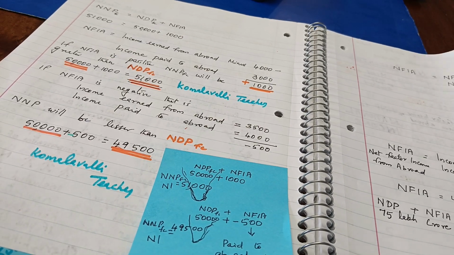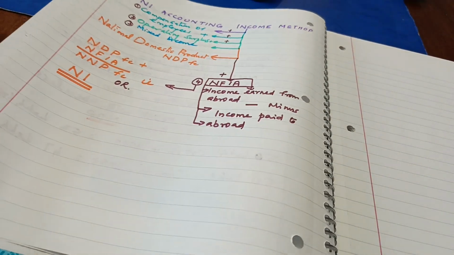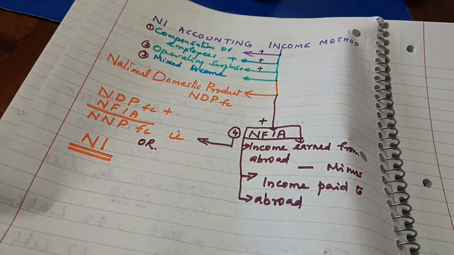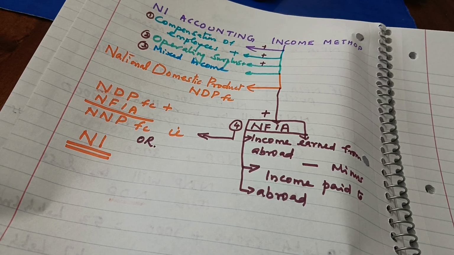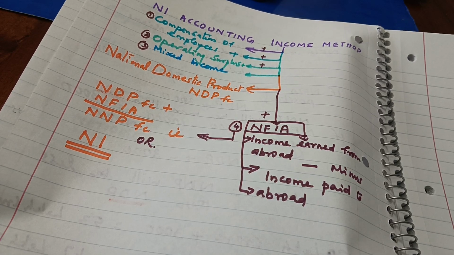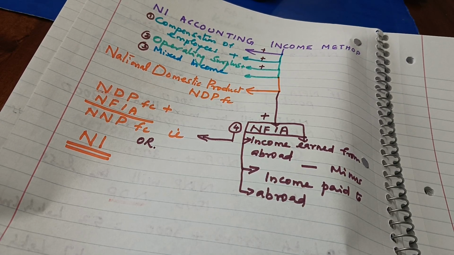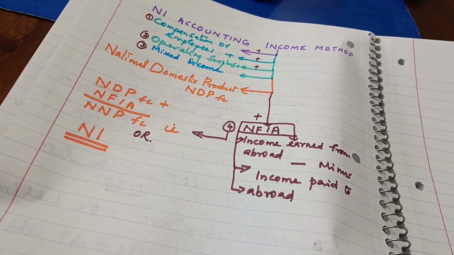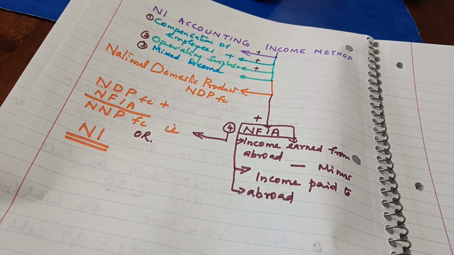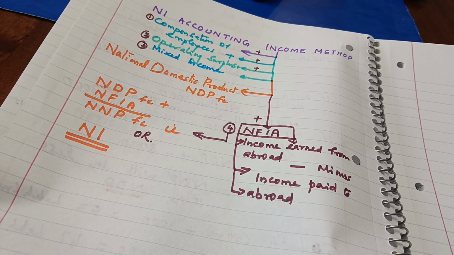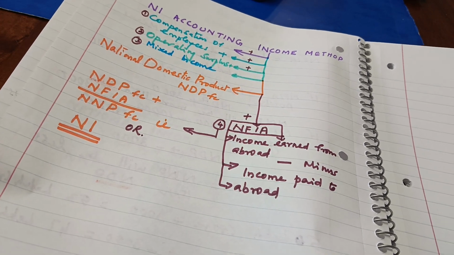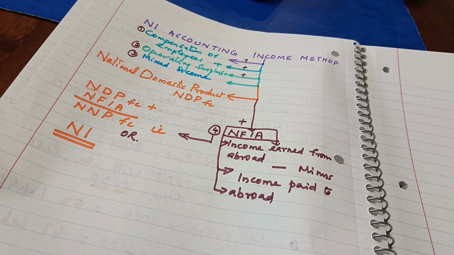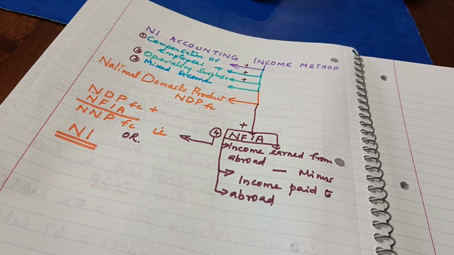Once more, let me tell you. This is the national accounting income method: compensation of employees plus operating surplus plus mixed income, you will get NDP at factor cost. Plus NFIA, you will get NNP at factor cost. This NNP at factor cost is national income. And NFIA is income earned from abroad minus income paid to abroad.